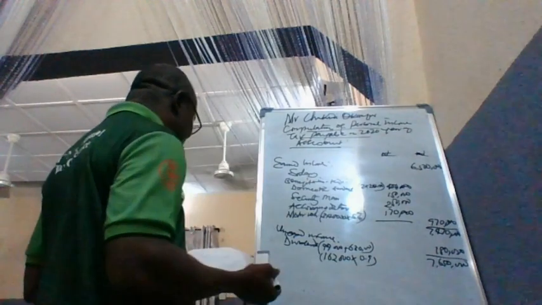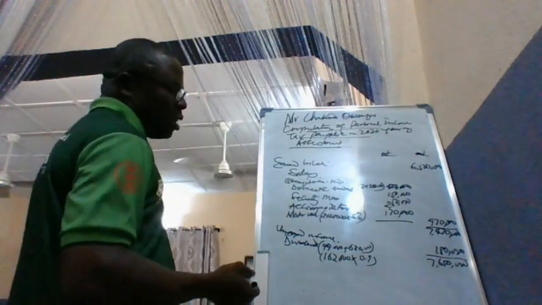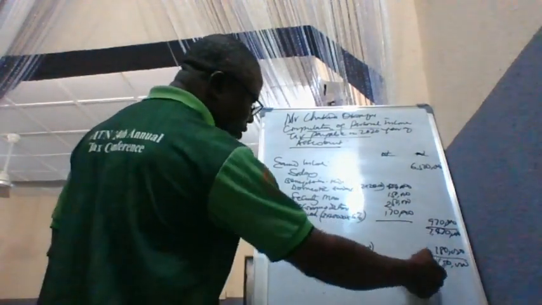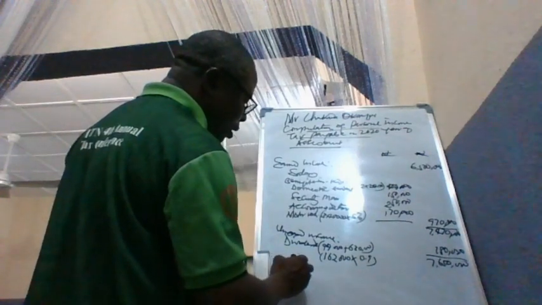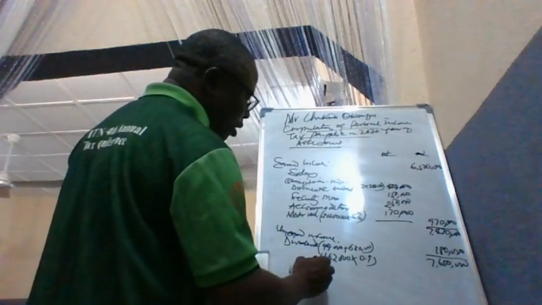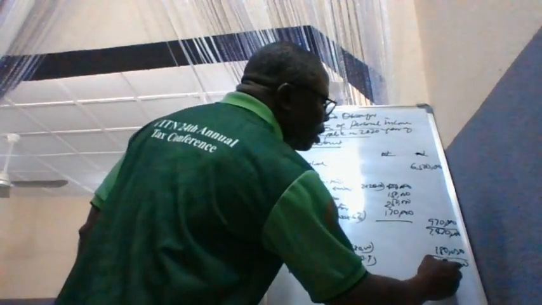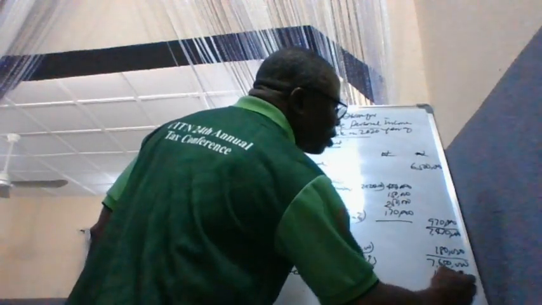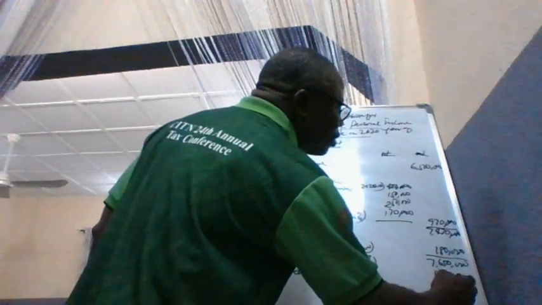We are told that in the format, we need to less the exemptions. So that means that these dividends need to be taken off. Less dividend of 180 is minus. This will give us 7,470.